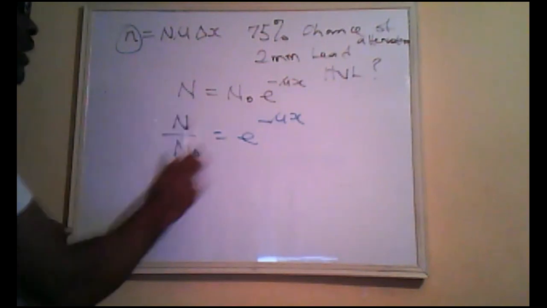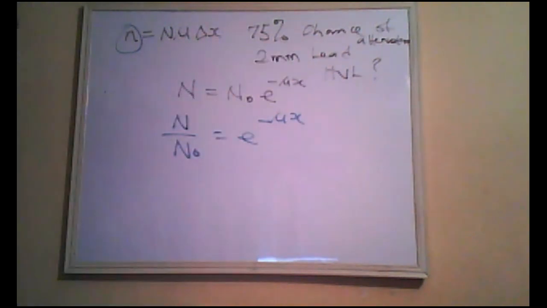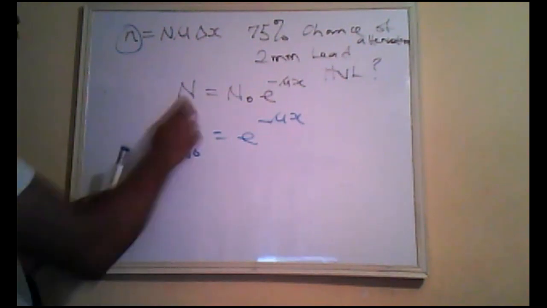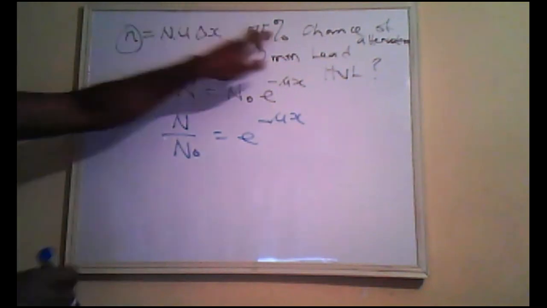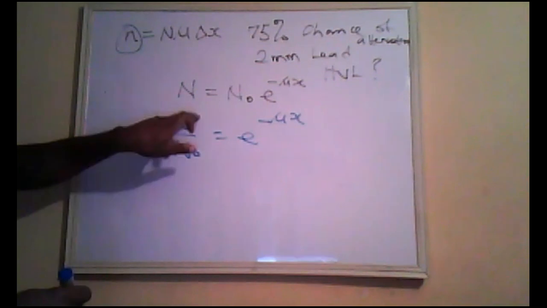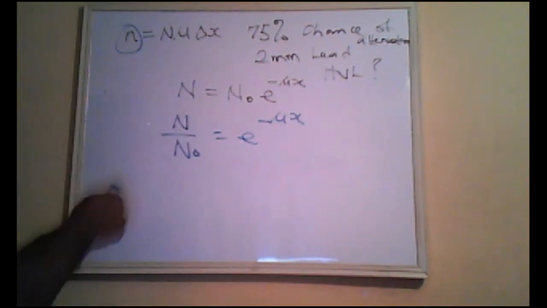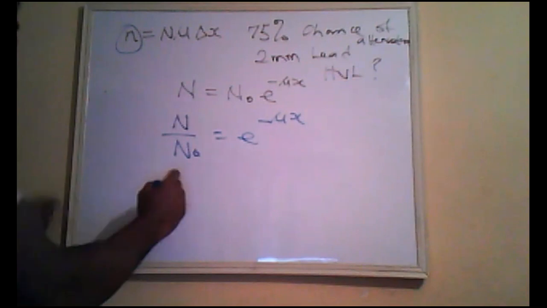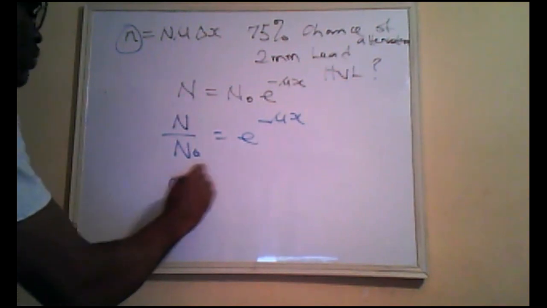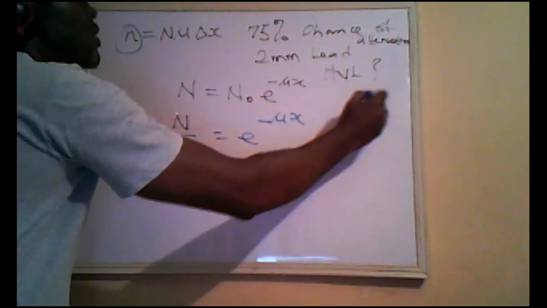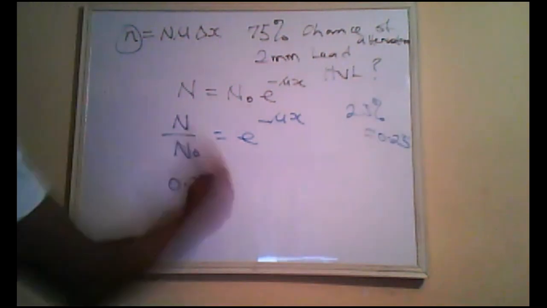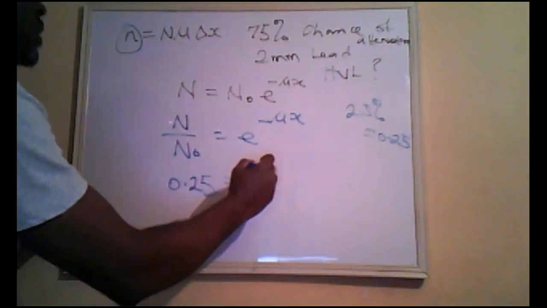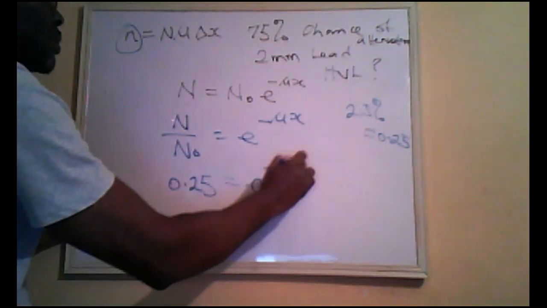This n over n naught is the 75% that was attenuated. I mean, n over n naught will now be at 25%. This n over n here is the 75% attenuation, but this is the number that was transmitted. It means that just 25% was transmitted. So we have 0.25, which is 25%. 25% is simply 0.25. So 0.25 is e to the power of minus mu x.